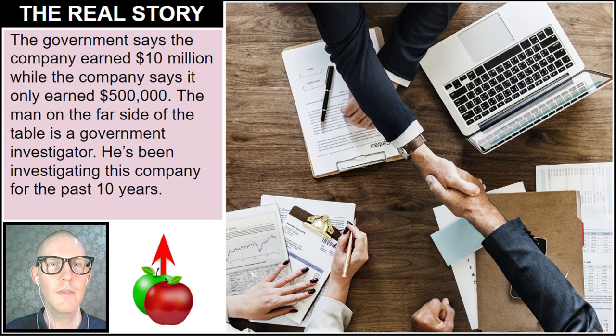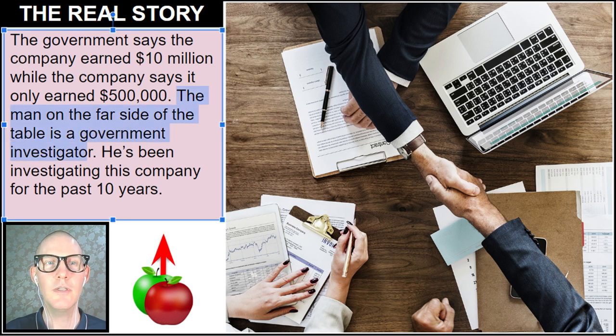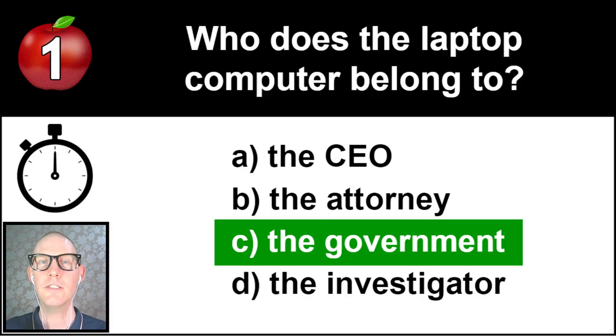All right. The man on the far side of the table is a government investigator. So he's working for the government, and just like when I was there, they pay for your stuff. They give you your equipment, and they want you to use it for work purposes, right? It's very unlikely that the investigator will bring his personal laptop. So in this case, a laptop computer pretty much is going to belong to the government. All right, so C is the answer.